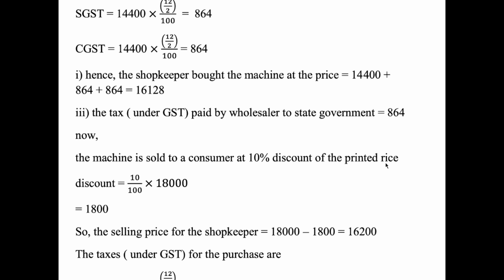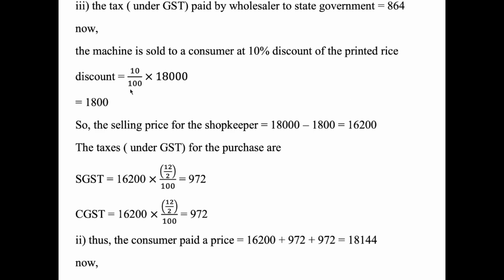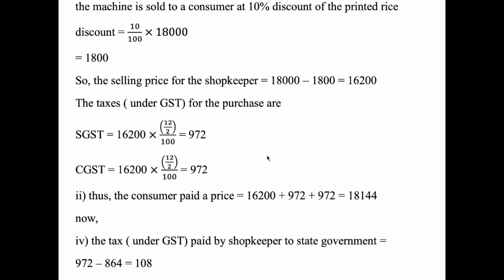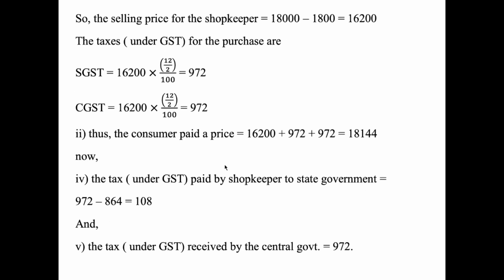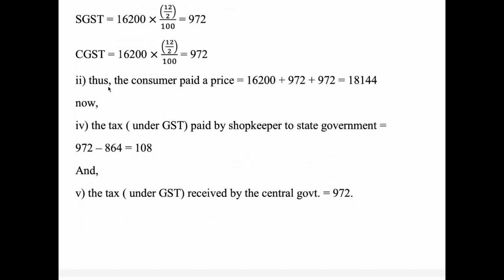That should be printed price. Discount is 10%, that is 18,000 into 10%, that is 1800. Now the selling price for the shopkeeper, that is 18,000 minus 1800, comes to 16,200. The taxes under GST for the machine will be divided between the central and state in half. So that comes to 972.